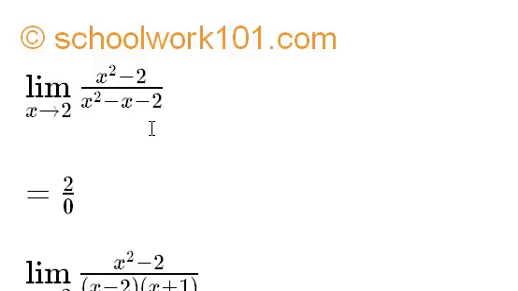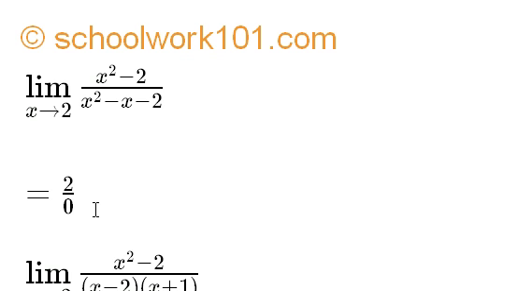All right, we are talking about infinite limits. We have the limit as x approaches 2 of (x squared minus 2) over (x squared minus x minus 2). Now, when we do the direct substitution, plugging 2 directly in, we end up with 2 over 0. So that doesn't really tell us the behavior of the graph.